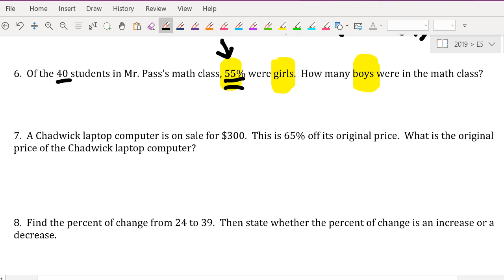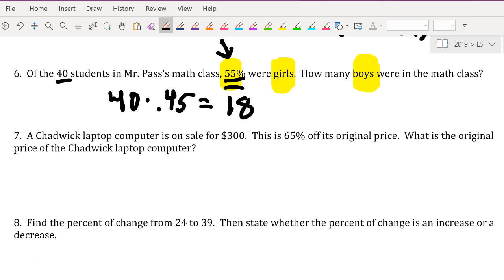Good. What's the answer? He's right. All right, how did you do it? Okay, so he did the two-step, which is fine. Times 55, that gives you 22 students, but that's the number of girls. Then you need to subtract that from 40. So I'd rather just do it times 0.45, and that's going to give you 18. One step. Okay?